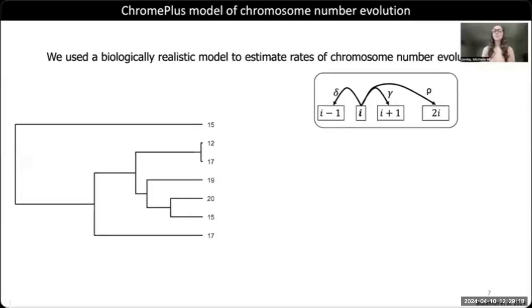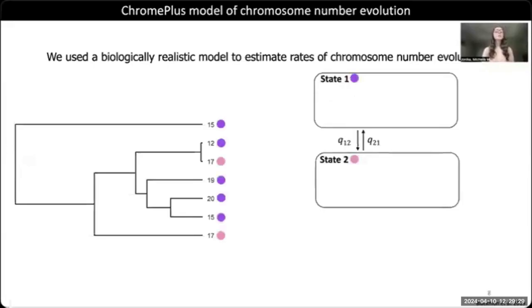We could have a fusion of 2 chromosomes, I-1. We could have a fission of a chromosome, I+1, or we could have a whole genome duplication, 2I. But we can also add more information to this model. We could also give information on a binary trait for a given phylogeny and the corresponding chromosome numbers.